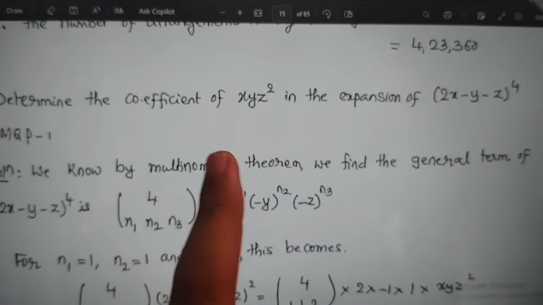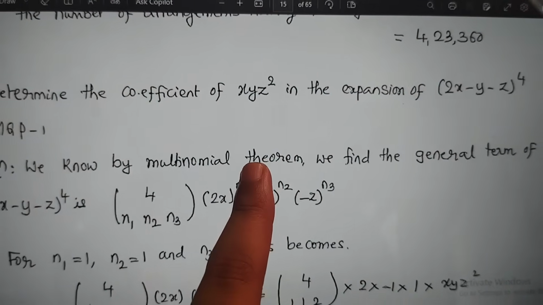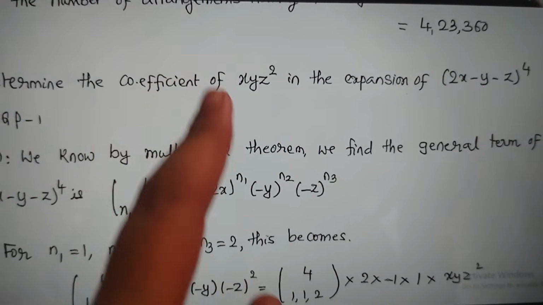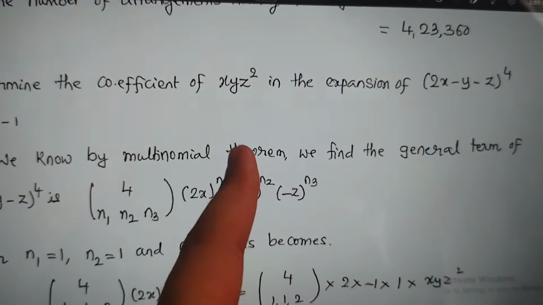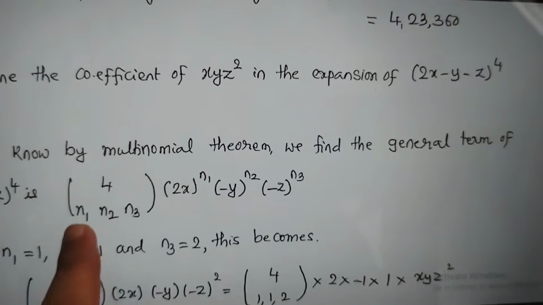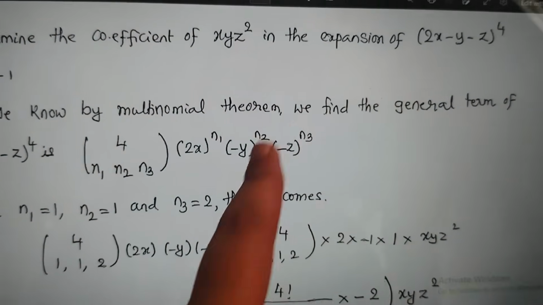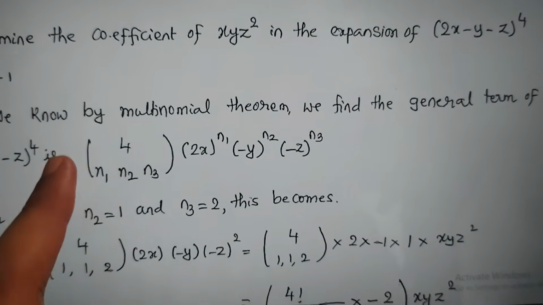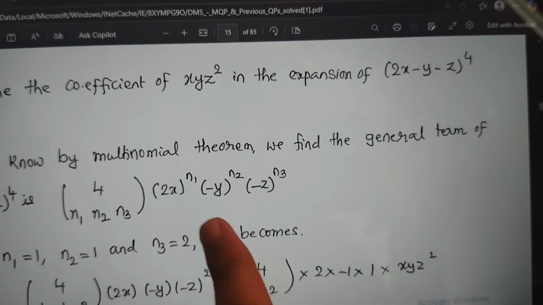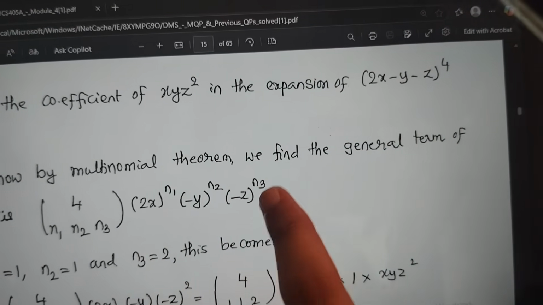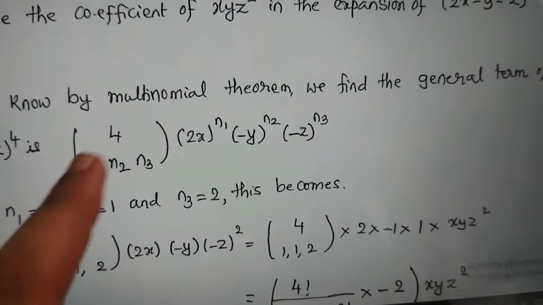For binomial it is the summation of r equal to 0 to n, then nCr followed by x raised to r, then y raised to n minus r. For multinomial it is n factorial divided by n1 factorial n2 factorial n3 factorial, then the first term 2x power n1, then y power n2, and so on, with n1 n2 n3 as it is. It is something like this. They'll definitely ask.